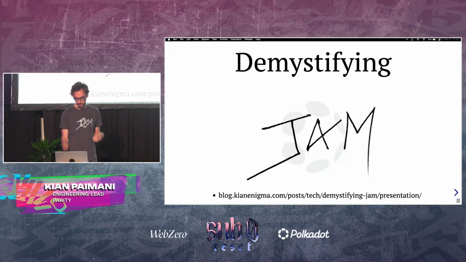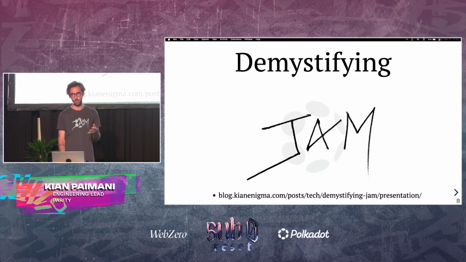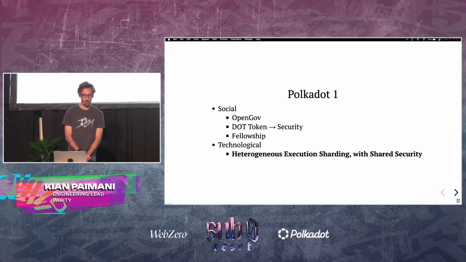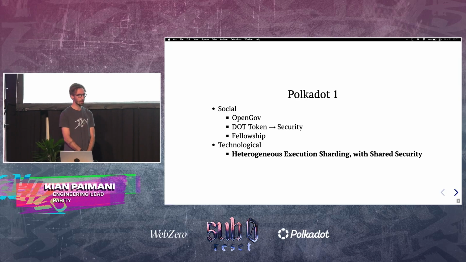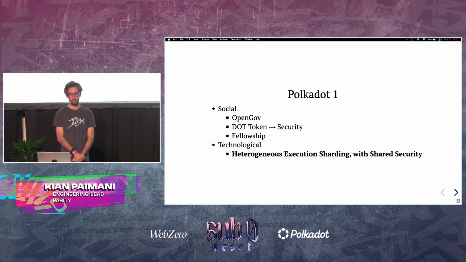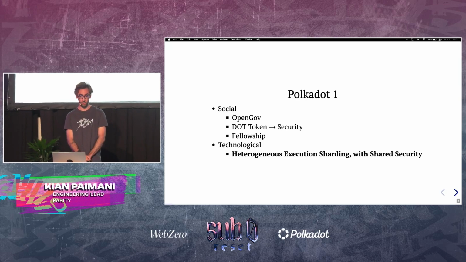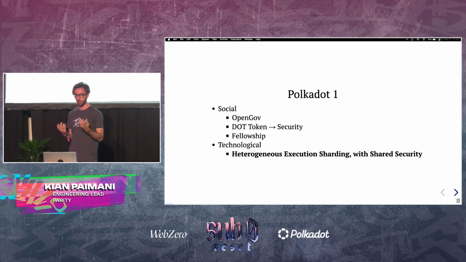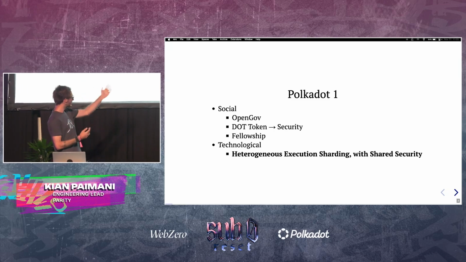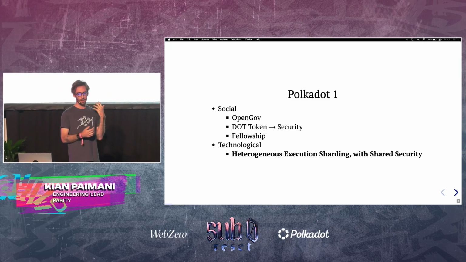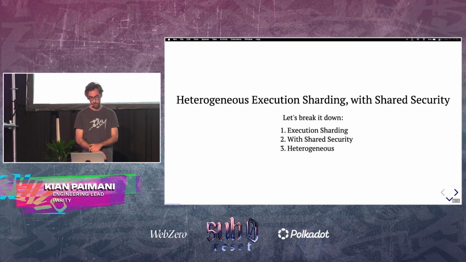So it's a very beginner-friendly introduction to what JAM is. I'd like to start this talk with naming a few things that I think Polkadot has done so far in a very novel way, and then focus on one of them. And if I look at the technological front of Polkadot, is this long statement that I have here: heterogeneous execution sharding with shared security. Let's first talk about sharding.